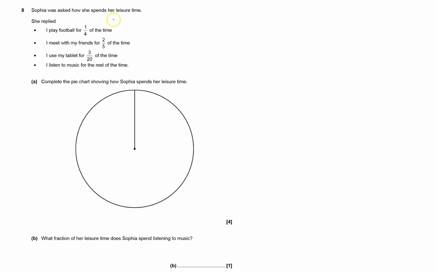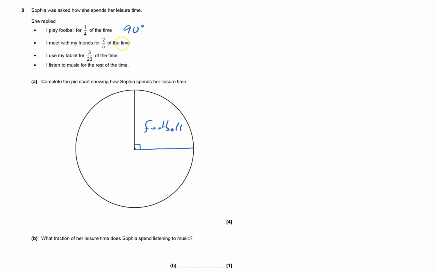Because she's been asked how she spends her leisure time. Quarter of time is football, a quarter of 360 degrees, that's 90 degrees. I'll draw that on there, measure it, label it 90, and that's football. And actually, if you just draw 90 degrees there, that gets you the first mark.